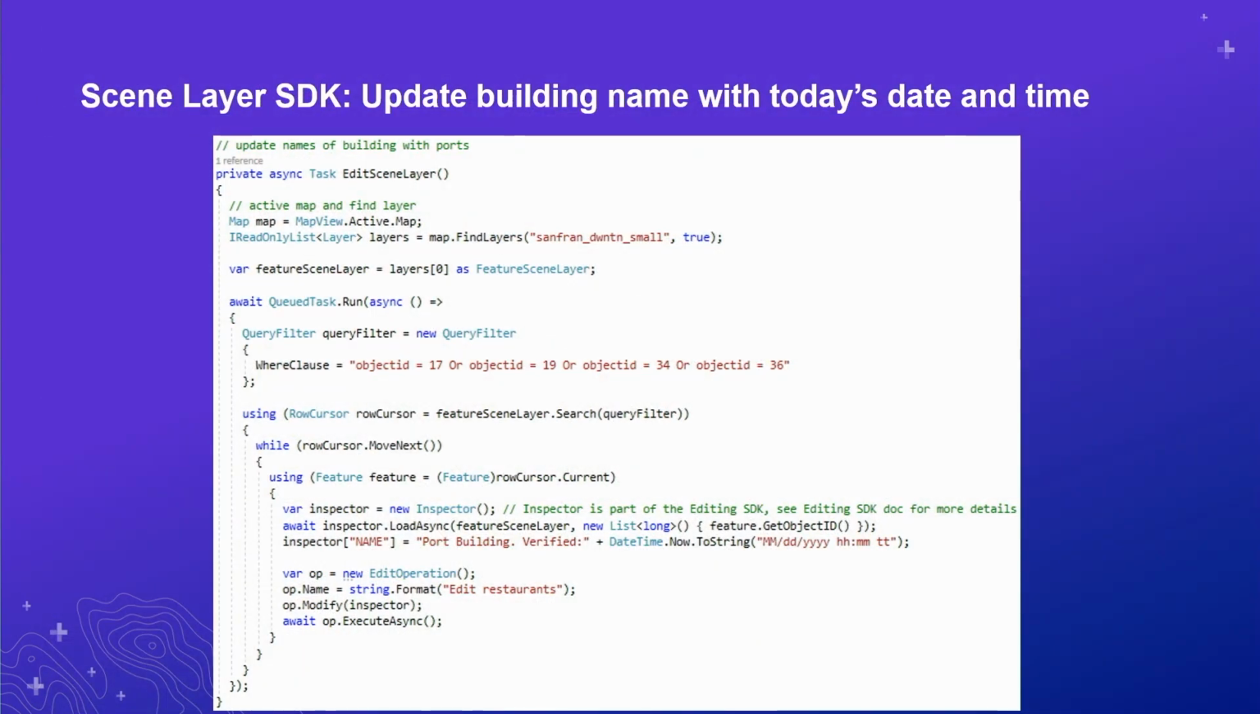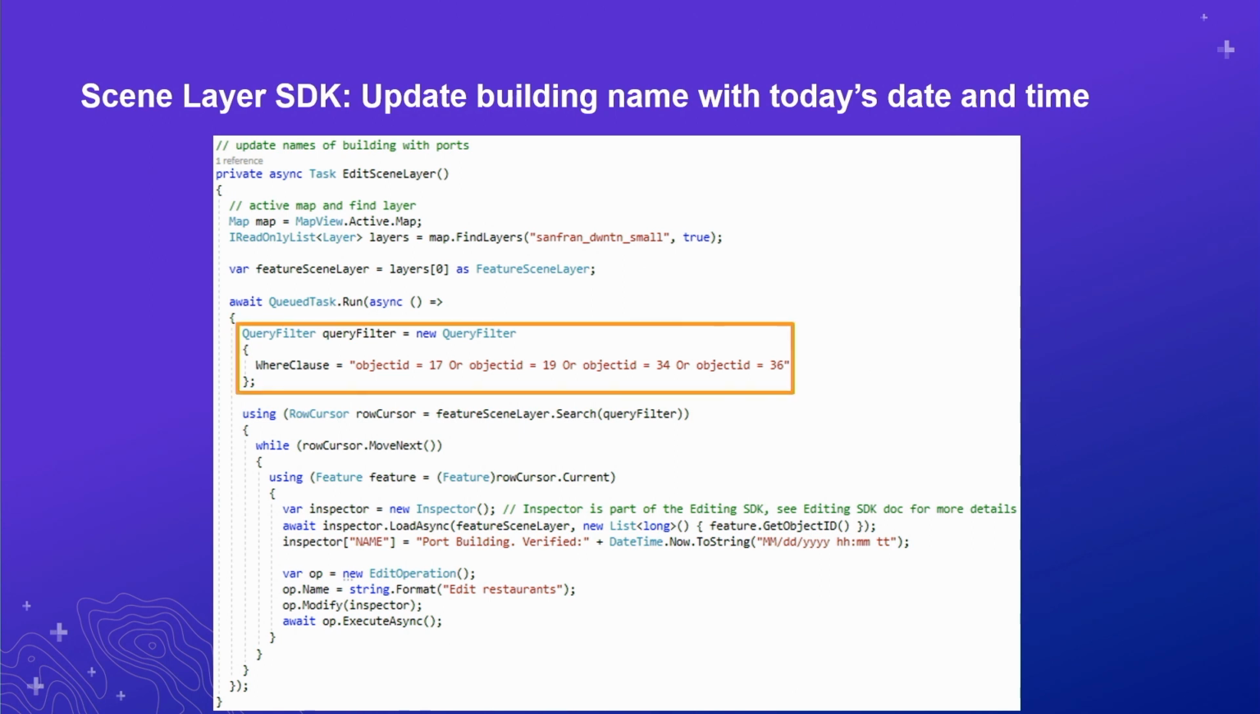Here's a more complex example that shows the editing capabilities for scene layers. We want to update the building name and include today's date and time. This could be used to update any editable attribute in a scene layer, not just the name. This example demonstrates how we can use features from other parts of the SDK with scene layers as well.